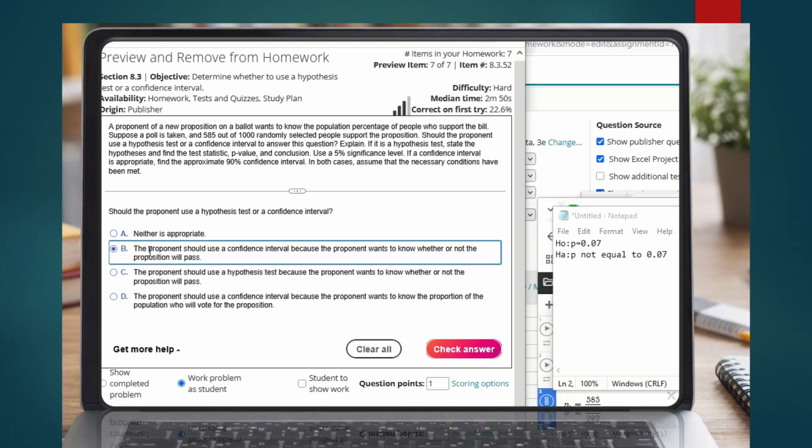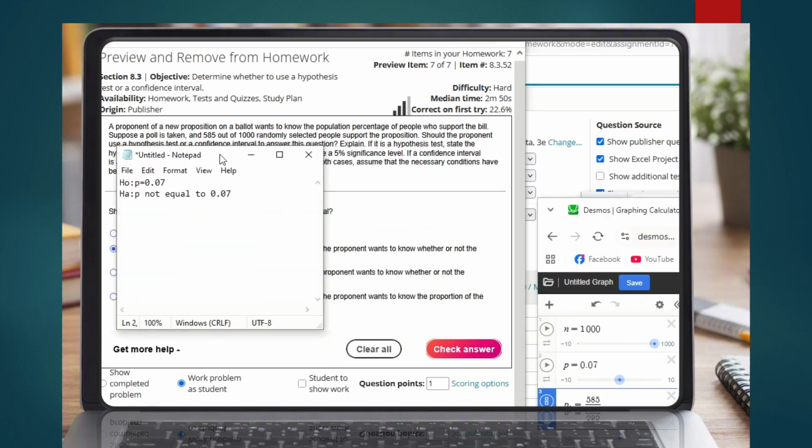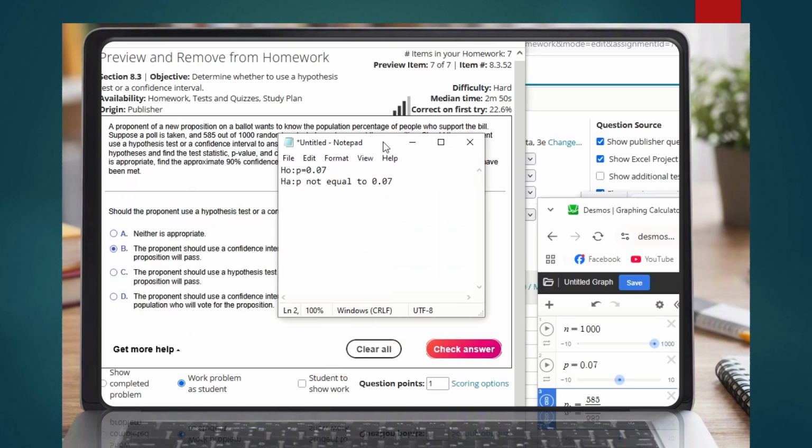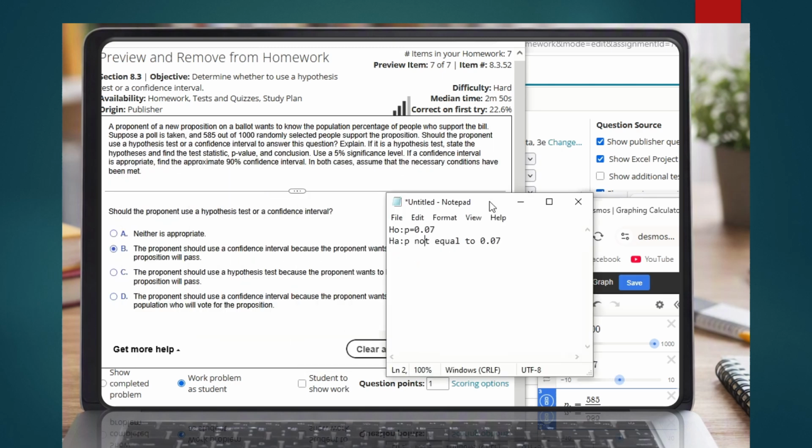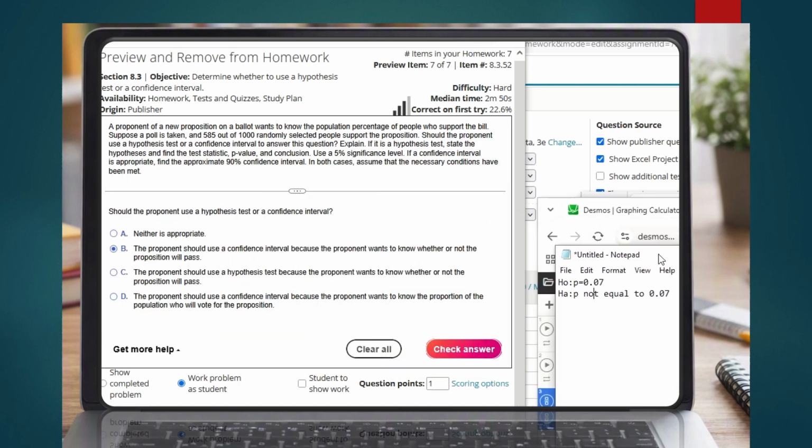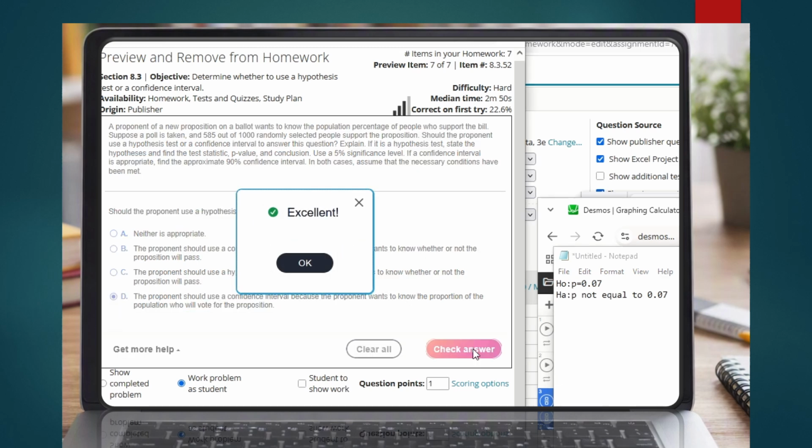And so we should use a confidence interval, because the proponent wants to know the proportion of the population who support the bill, right? He didn't want to know whether or not it would pass. He wants to know who would support the bill. So it's got to be this one right here. Okay.